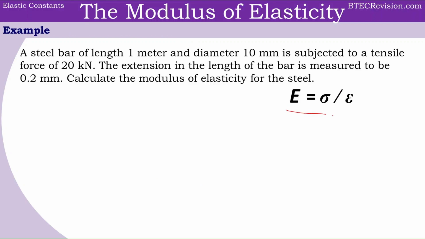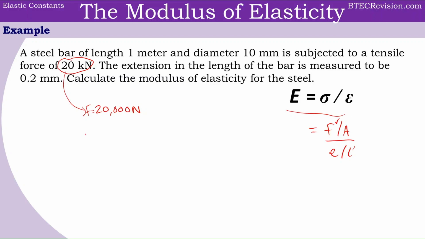Start by writing down the equation E equals sigma divided by epsilon, and sigma is the direct stress, which is the force divided by the area, and epsilon is the extension divided by the length. We have the force value, which is 20 kilonewtons. So we should write down 20,000 because a kilo is 1,000, and that's equal to the force. So we have the force.